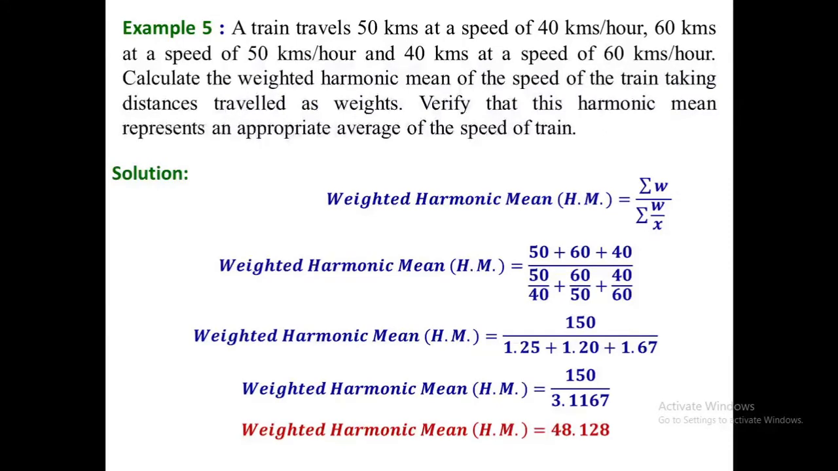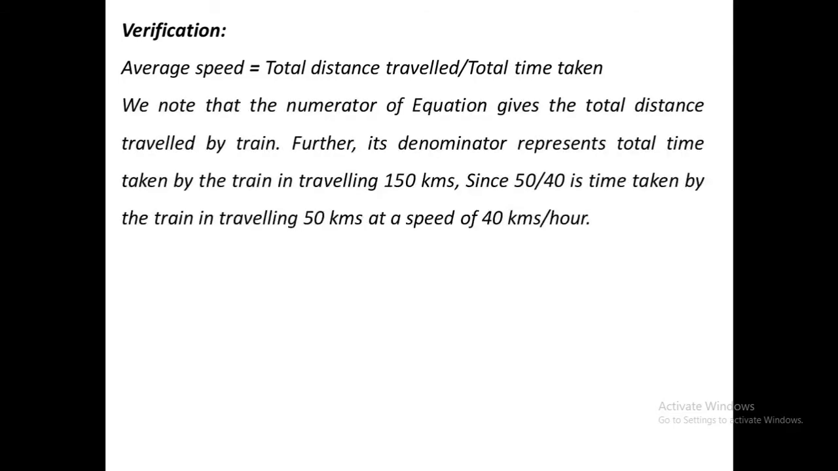The verification can be done in such a way that average speed will be total distance traveled divided by total time taken, as we know that speed is distance over time. We note that the numerator of the equation gives the total distance traveled by the train. Further, its denominator represents the total time taken by the train in traveling 150 km.